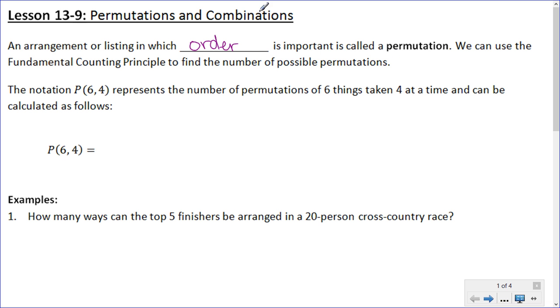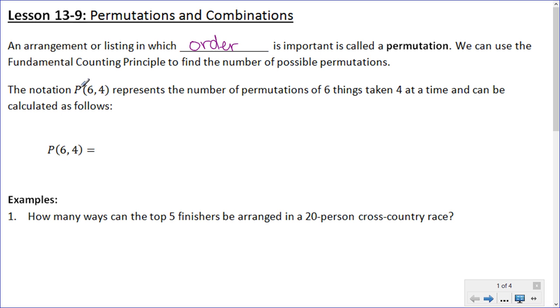So when it says that order is important, an example of that would be your class schedule. There's a difference between math then English versus English then math. So the order there is important. You're not just selecting classes, you're selecting classes in a particular order.